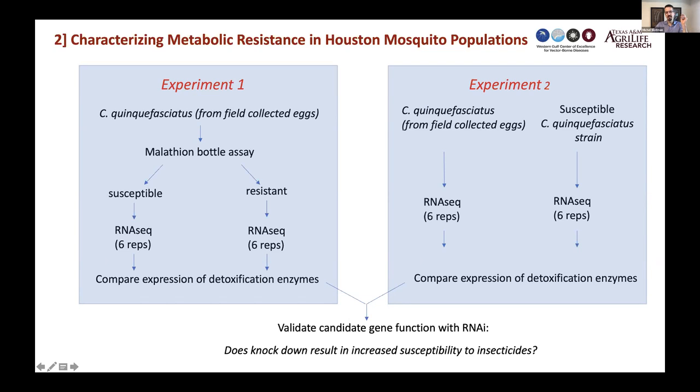And so the expectation is that this will provide a list of candidate genes that then can be compared to what's known in the published literature, whether these genes have been specifically implicated in insecticide resistance already. Otherwise, we'll do RNAi to validate the gene function by essentially knocking down the expression of these genes and see if that affects the susceptibility or resistance to insecticides.